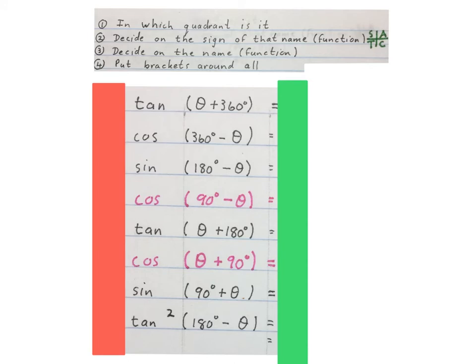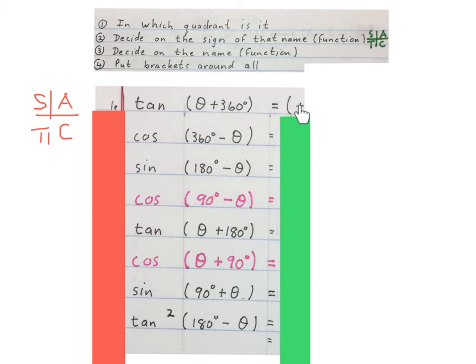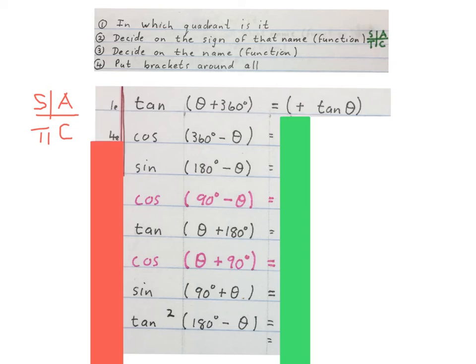Let's reduce tan theta plus 360. We're in the first quadrant. Tan is positive there. I'm going to keep my function, I'm going to keep my name. Next one, cos 360 minus theta. We're in the fourth quadrant. Cos is positive there. I'm going to keep the name because there is no 270 or 90 here.